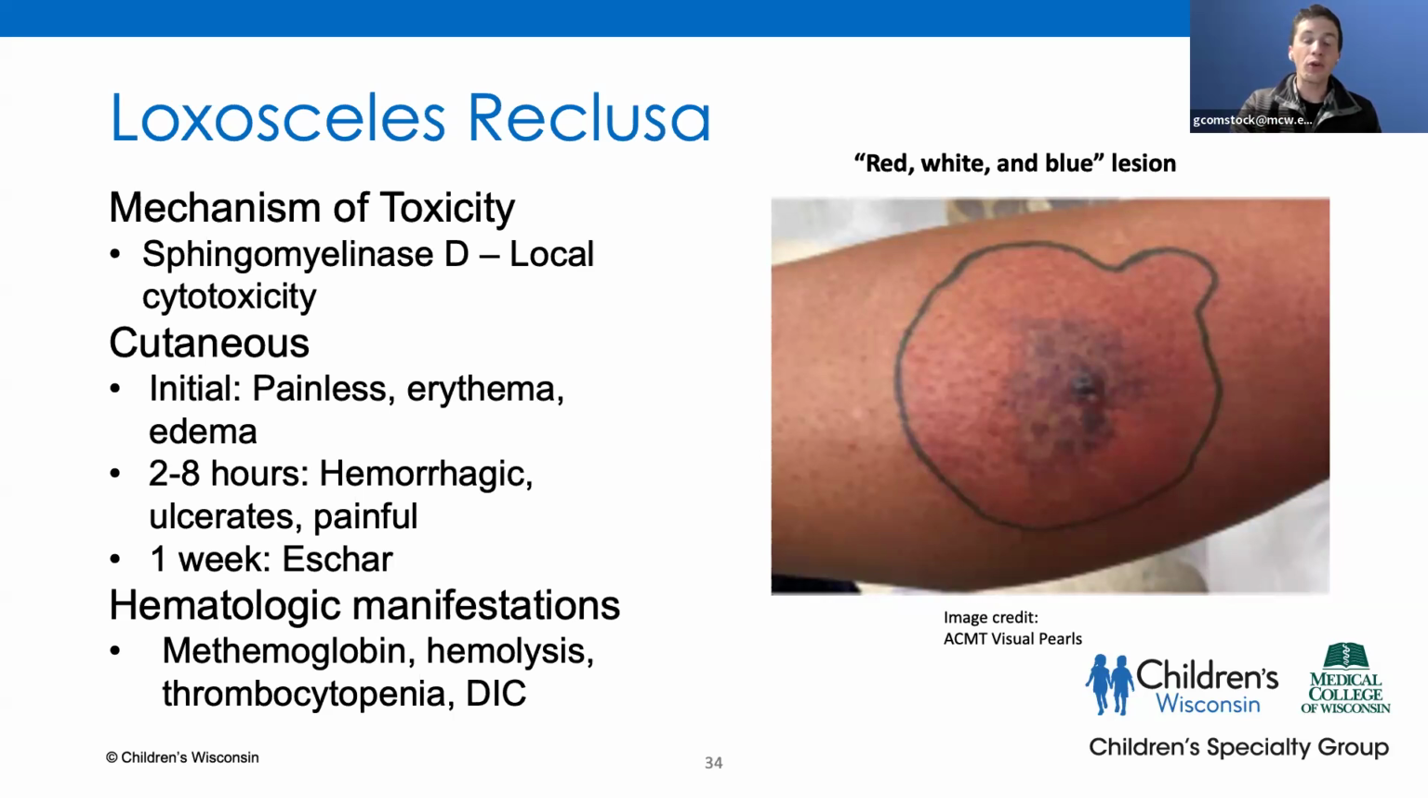Important to realize, though, that there are certain patients in certain scenarios in which it's not limited to just these local cutaneous lesions or cutaneous wounds. Primarily, you see this in pediatric patients, but you can see some hemolytic and hematologic manifestations as well. Things like methemoglobin, hemolysis, DIC, thrombocytopenia, etc. So important to keep in mind, it may be more than just what you're looking at with your eyes there on the skin.